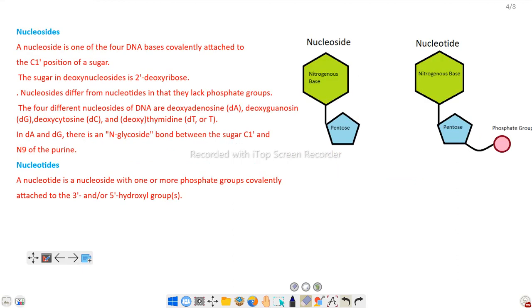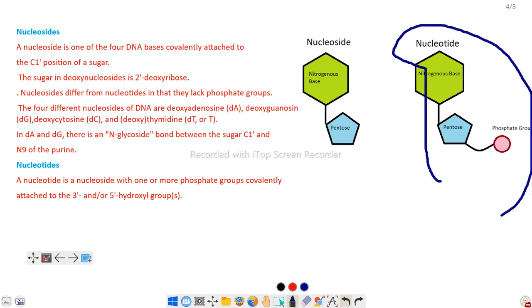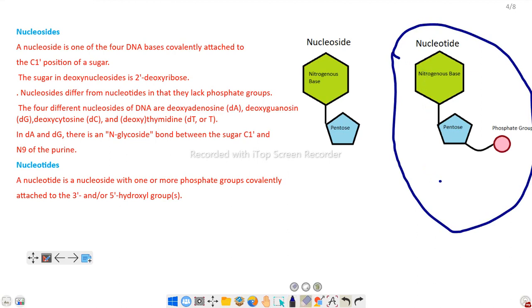Next is nucleoside and nucleotides. A nucleotide consists of a nucleoside and a phosphoric group. Here is the nucleotide, and it contains a nitrogenous base, pentose sugar and phosphoric group, and a nucleoside contains a nitrogenous base with pentose sugar.